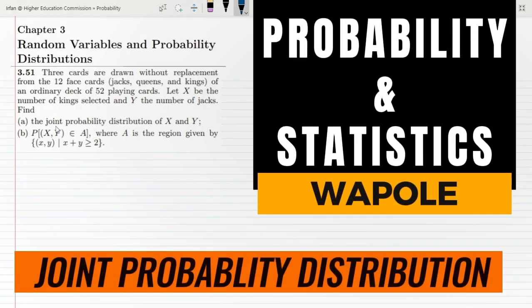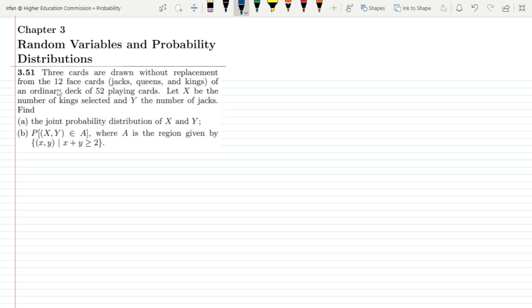Welcome back, guys. This is question 3.51 of chapter 3, and the statement of it is: 3 cards are drawn without replacement from the 12 face cards, which are jacks, queens, and kings of an ordinary deck of 52 playing cards. Let x be the number of kings, and y be the number of jacks.